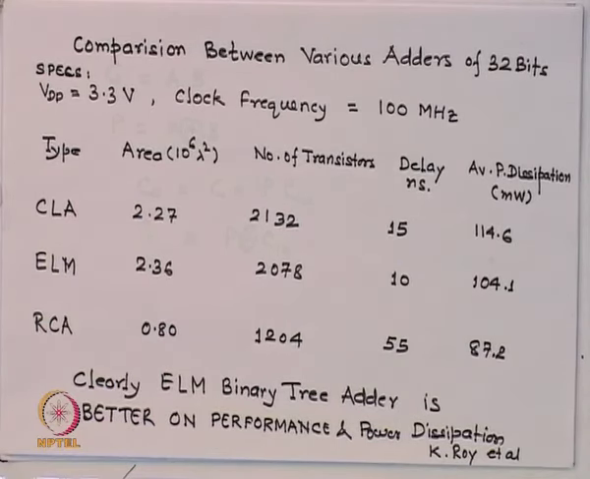So, in most binary tree adder requirements, as in the case of multipliers, VLSI tree multipliers, if you are going to use a CLA as your adder, then most likely the ELM version of that adder will be used. This is very relevant because people should know when to use what. So, I just want to give numbers so that you know this.